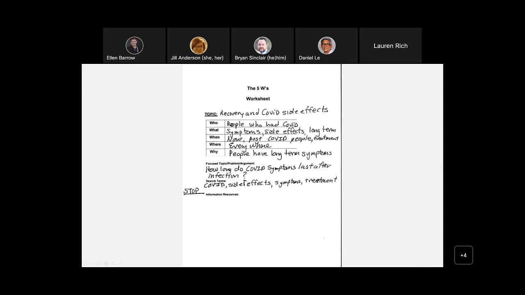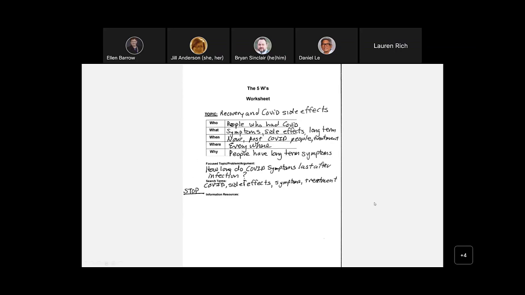And then they can put a question or a statement or an argument. How long do COVID symptoms last after infection? And then they could put in their search terms, COVID, side effects, symptoms, treatment. The search terms come from the who, when, where, what, and why. And I tell them to stop when they get to information resources because that's my turn to jump in and talk about the resources that we have available to them.